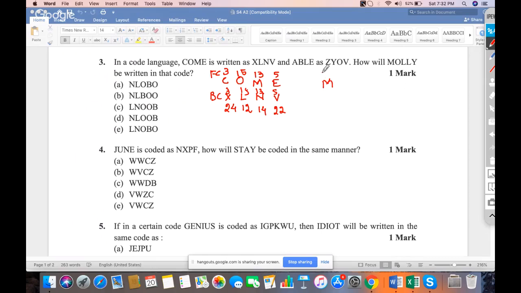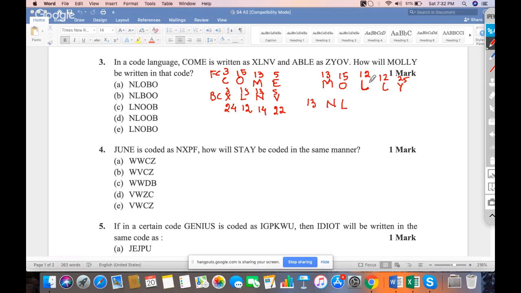So if I write like this, this is 13. So O is 15, L is 12, and again L is 12, and Y is 25. I need to write backward counting for them. So backward counting of 13 for me would be N, and here backward counting of 12 would be L.